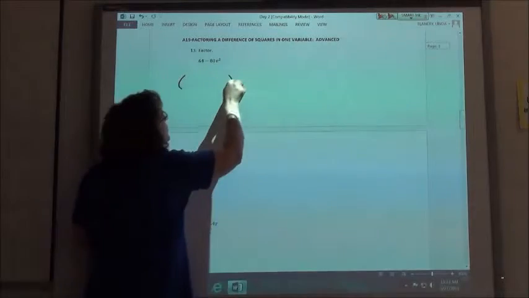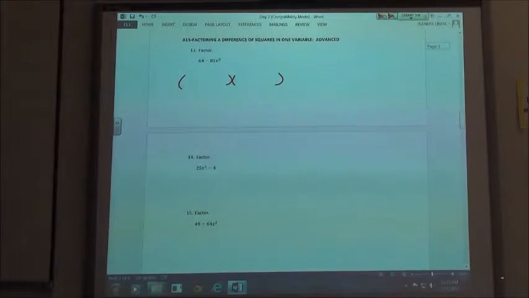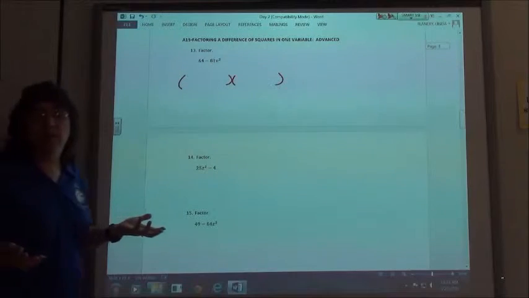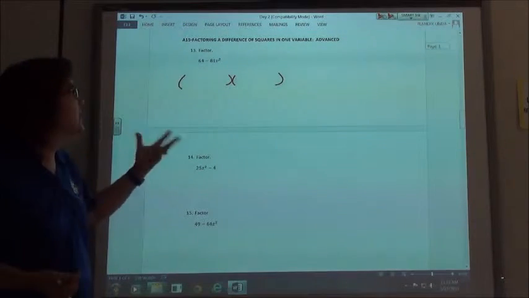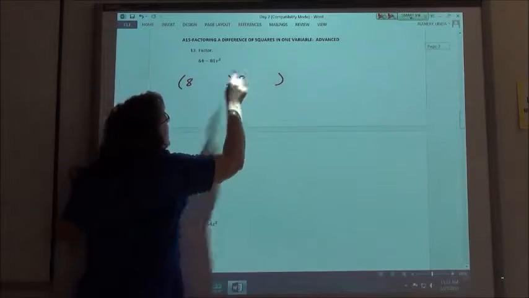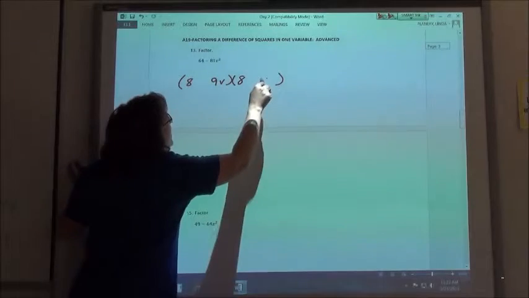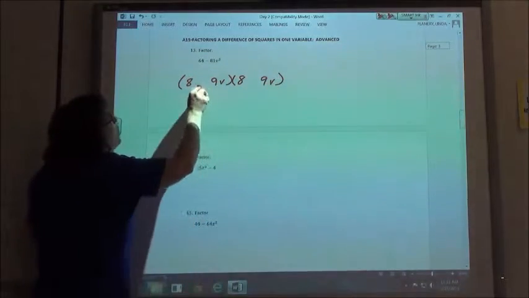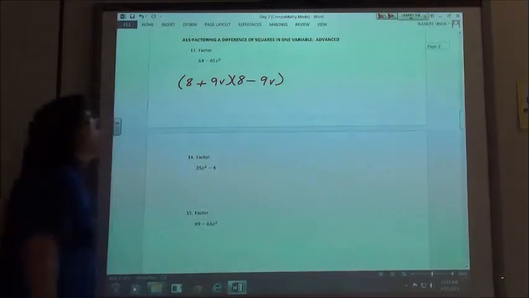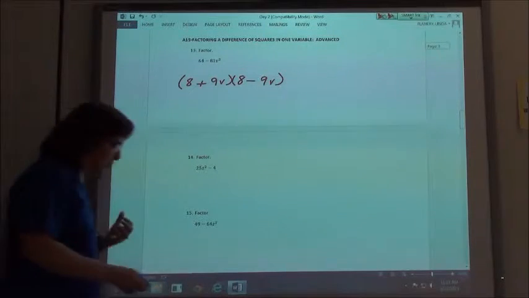It does factor into your two binomials, so you have your two sets of parentheses, but basically you're doing the square root of each term. One will have a plus and one will have a minus. So 64 is 8 times 8. 81v squared is 9v times 9v, and one term will have a plus and one term will have a minus, so that when you FOIL it out, the middle term cancels out.